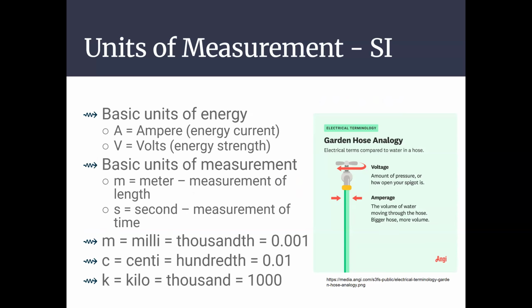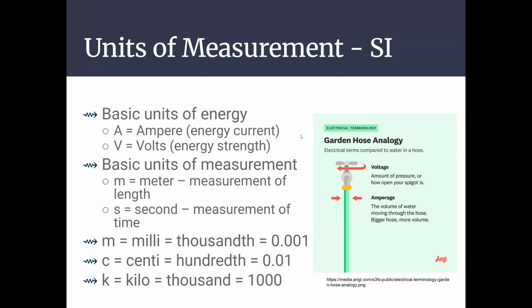Okay. So to just cap off what I've been telling you, and then we'll take a little bit of a break. We're going to talk about the units of measurement in the SI units, which is the Système International units. So basic ones that we need to know in order to do this chapter are the basic units of energy for an X-ray tube: the big A is an ampere, it's energy current. Okay. And the basic unit for energy strength is the volt.